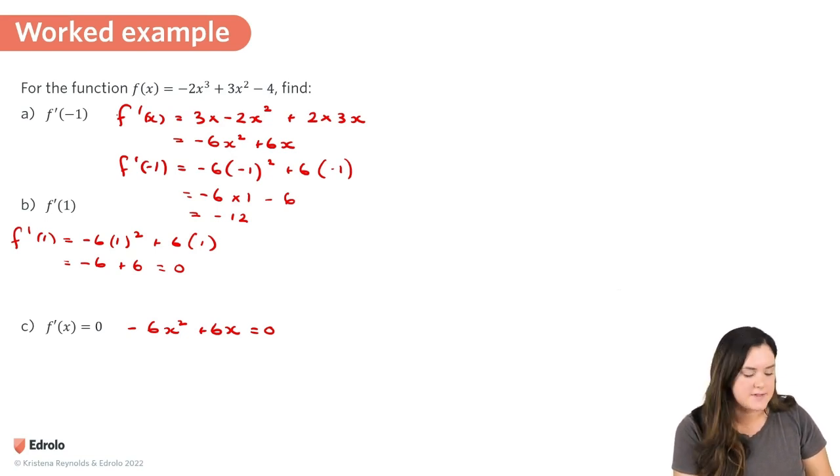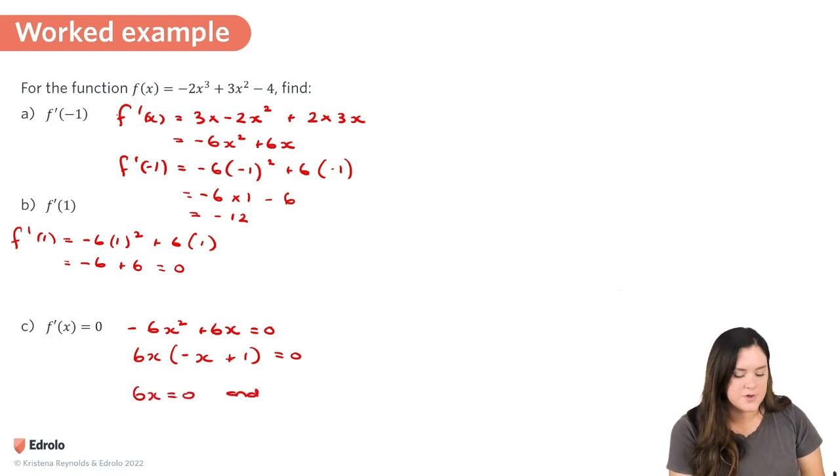So I'm going to take that out as a common factor. When I do that, I'm left with negative x here for my first term. And then for this second term, I'm left with just 1. So now what I can say is I have 6x equals 0 and negative x plus 1 also equals 0.